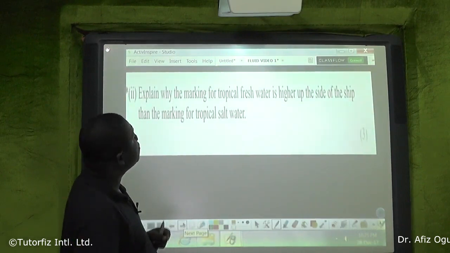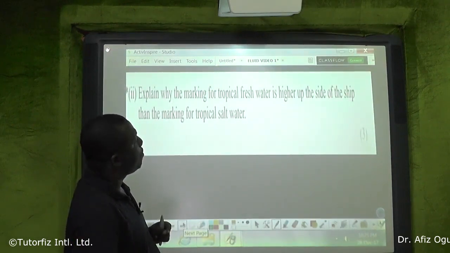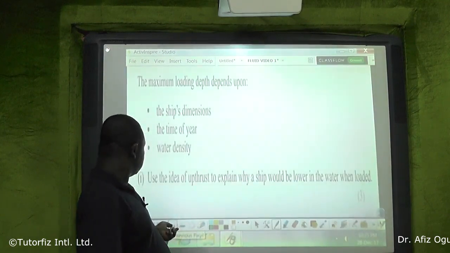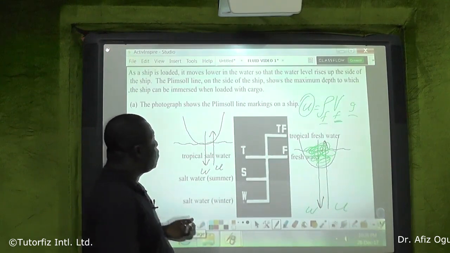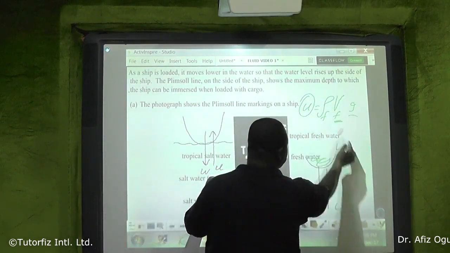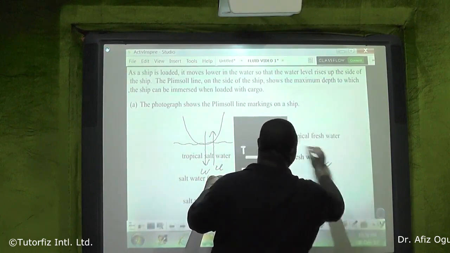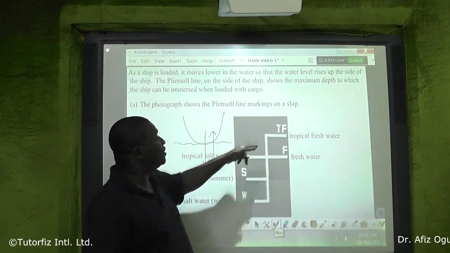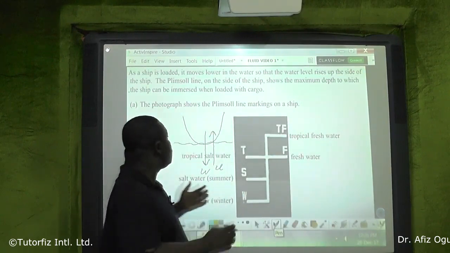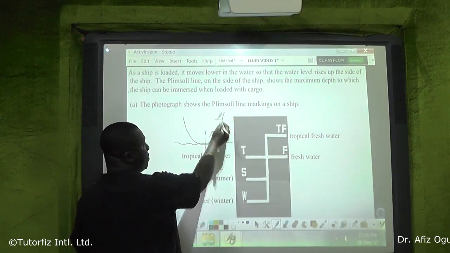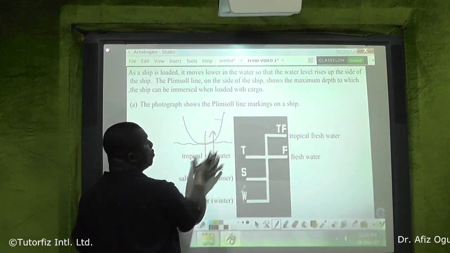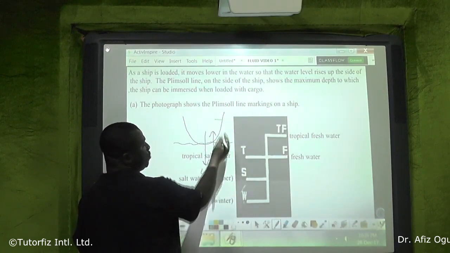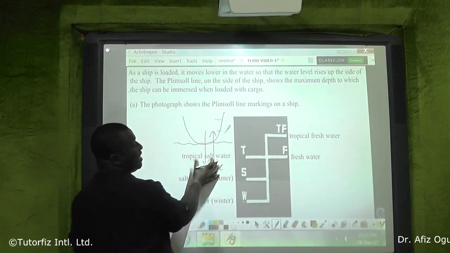Explain why the marking of tropical fresh water is higher up the side of the ship than the marking of tropical salt water. Same principle. What they are telling us here is that now we have this ship. They said, explain why tropical fresh water is higher up. That means the ship will go down because this mark is higher up. The ship will go down to get to that mark in tropical fresh water. But if it is in tropical salt water, it will not go so much down. That's what they are asking us.